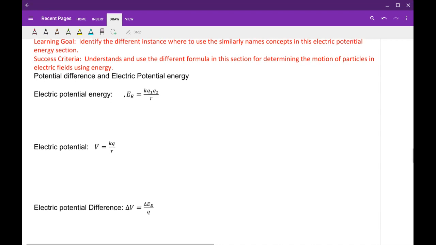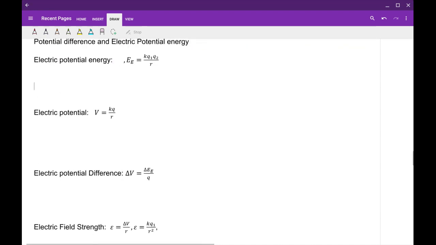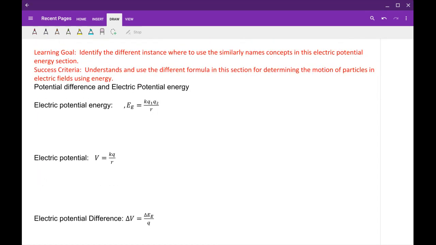So our learning goal, basically, look, a lot of these formulas over here have a similar name: electric potential energy, electric potential difference, electric field strength, right? So they all have similar names. Your goal is to figure out which one is which and when to use which. All right. That's what I was trying to say with this horribly written sentence up here.